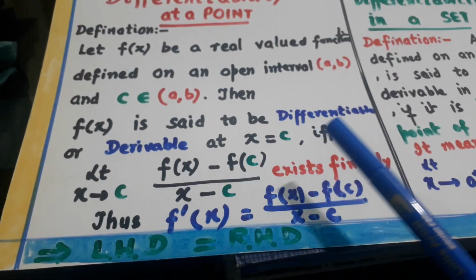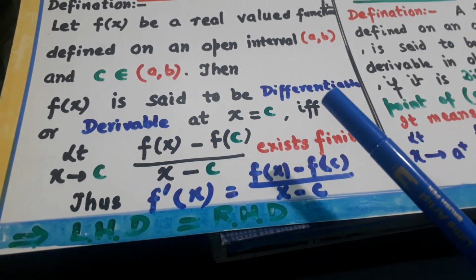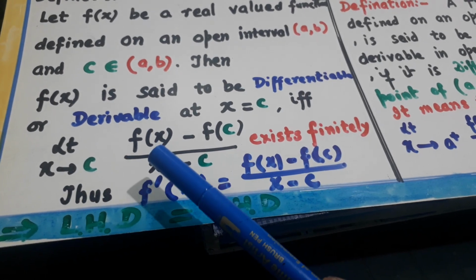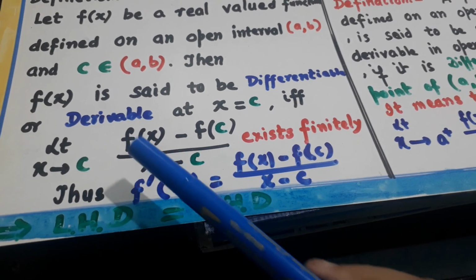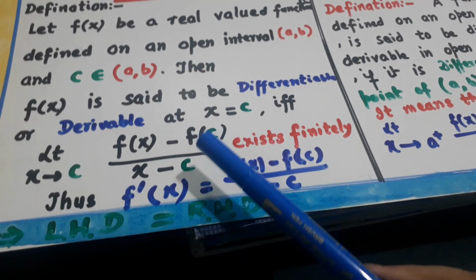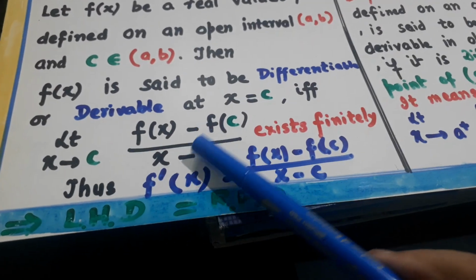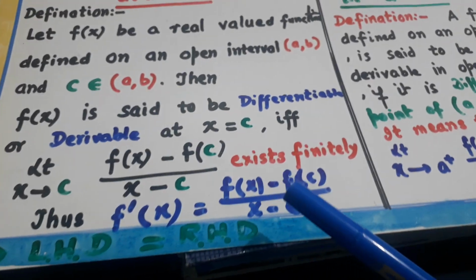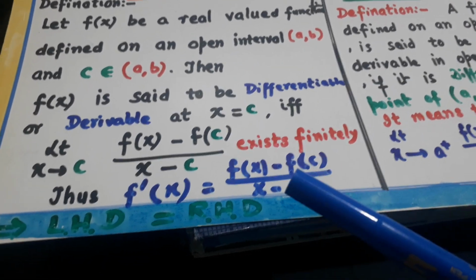Then f(x) is said to be differentiable or derivable at x = c if limit x goes to c of f(x) minus f(c) over x minus c, like y2 minus y1 over x2 minus x1, that is, change in value of y over change in value of x, exists finitely. It must be a finite number. Thus f dash can be written as f(x) minus f(c) over x minus c.